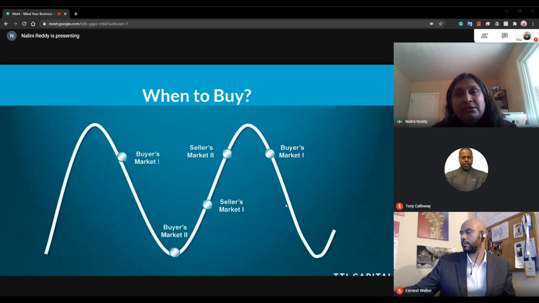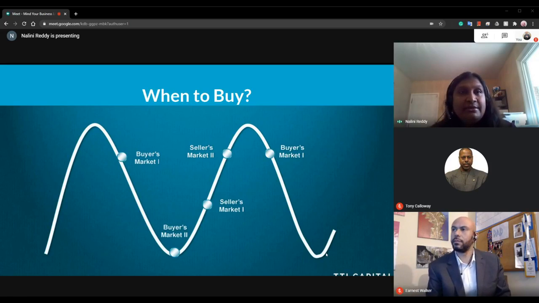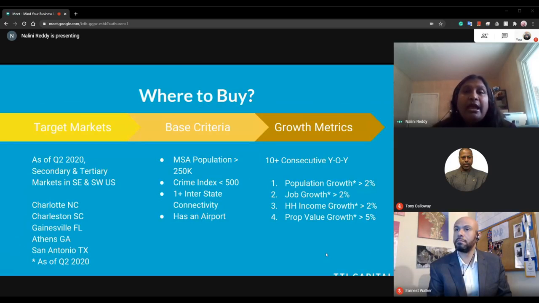And then maybe 10 or 15 years down the line, this market would again experience buyer's market two, and then we would start looking at it again. But until then, we take our money and go to a different market that's experiencing buyer's market two and invest over there. So that's really the simple thought as to when to buy. Then comes where to buy, right? Once you decide when to buy, all you need to do is identify the markets that are experiencing that buyer's market two, and then we focus on that, right?